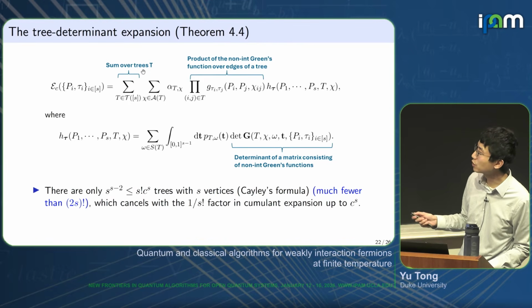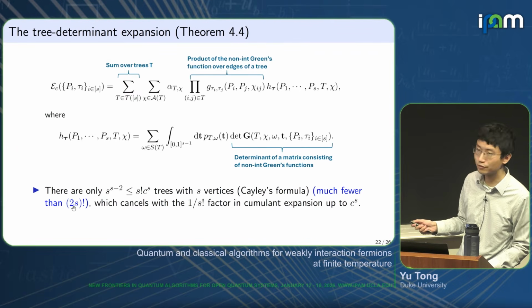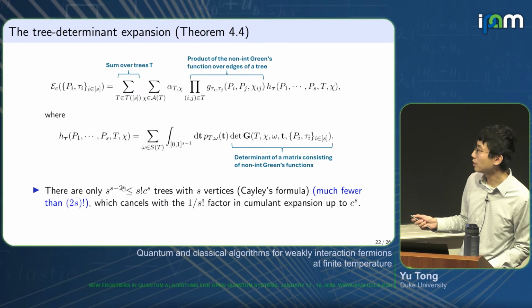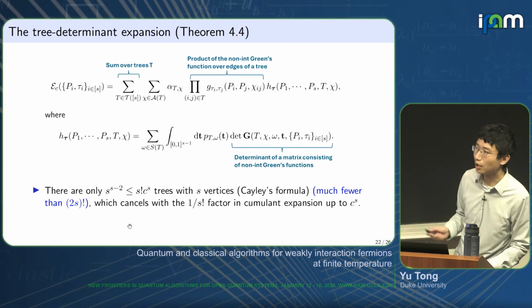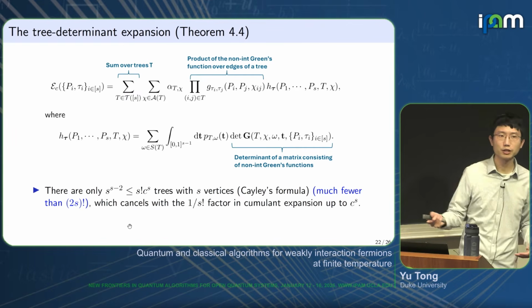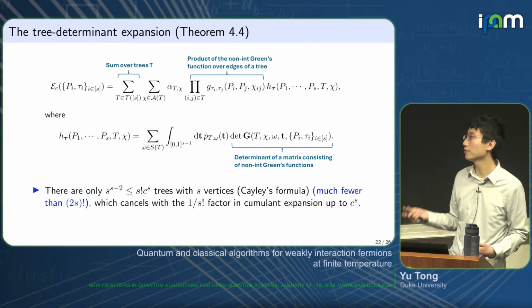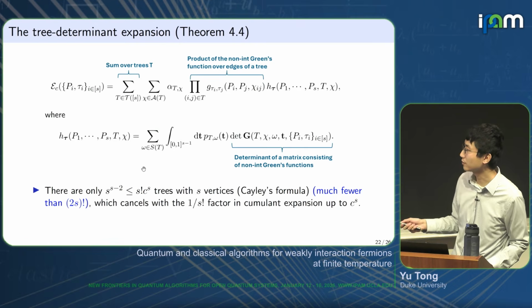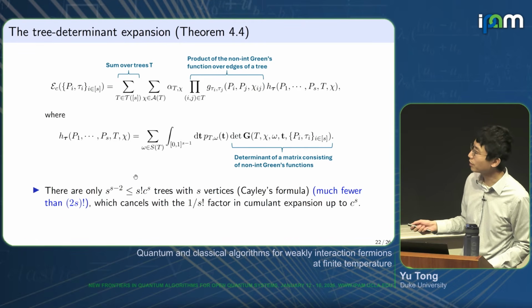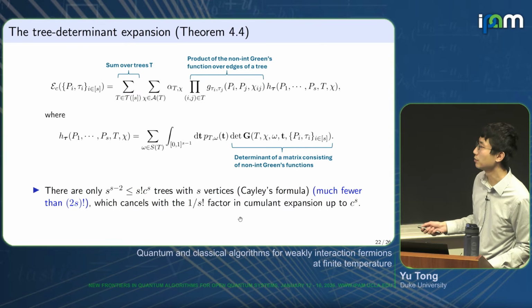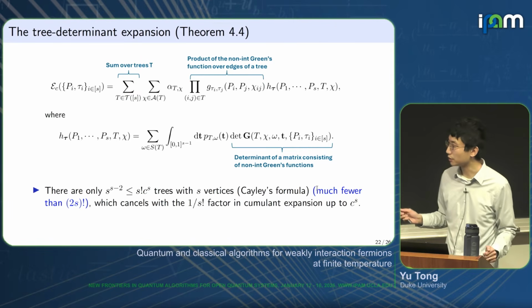So the sum over trees is very important because the number of trees is much fewer than the number of connected Feynman diagrams. There are about 2s factorial many connected Feynman diagrams, but if you consider the number of trees, there is only one factorial involved. And if you remember, in the cumulant expansion, there is this 1 over s factorial factor, which cancels with this s factorial. So the number of trees really is acceptable, because it only gives you something that is exponential in s when you count it.